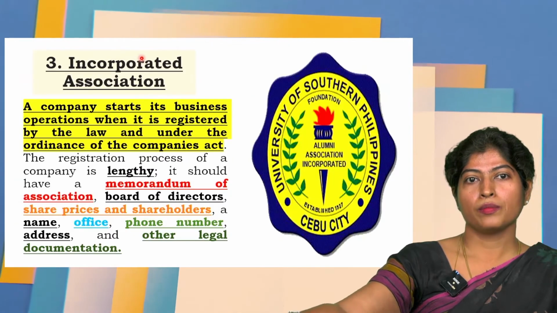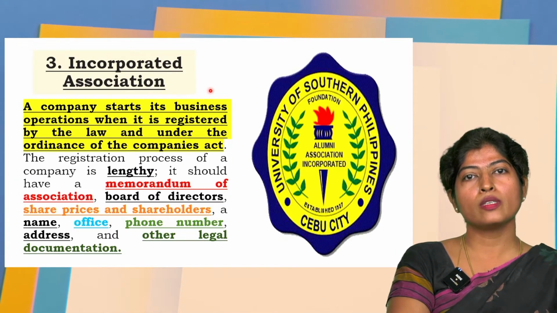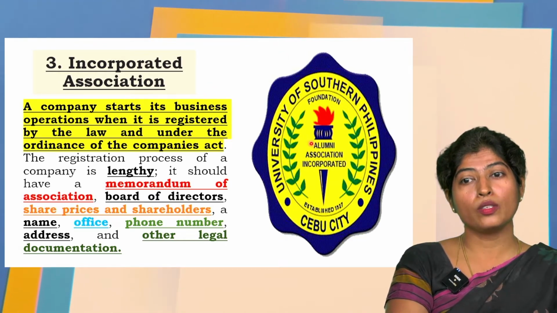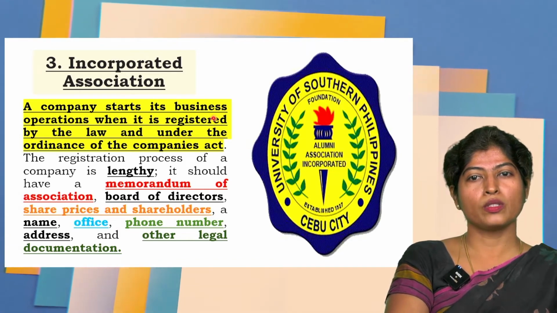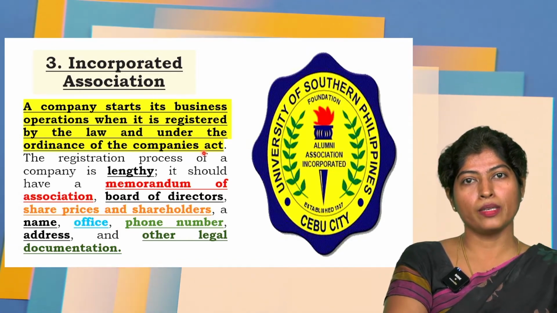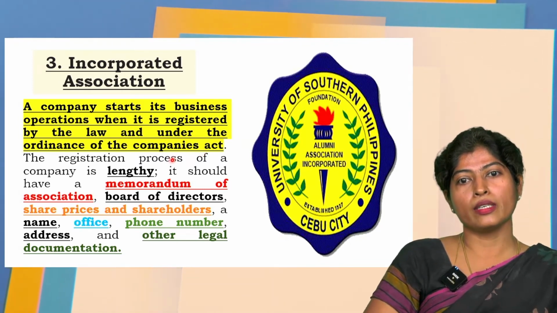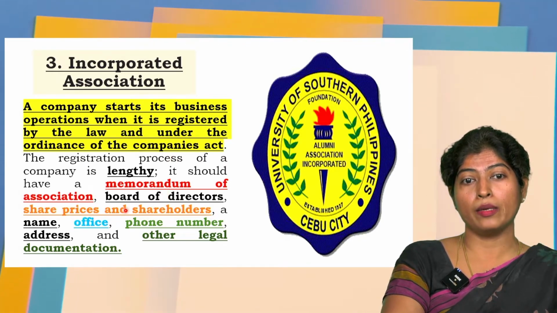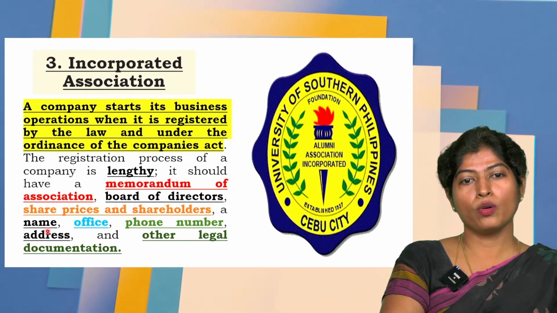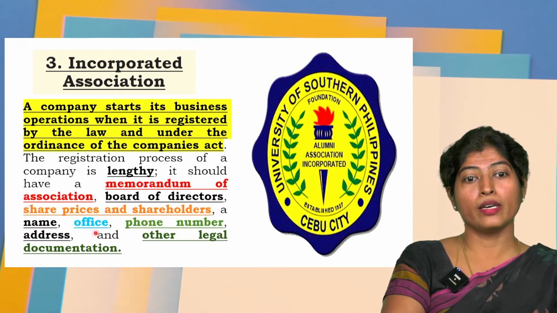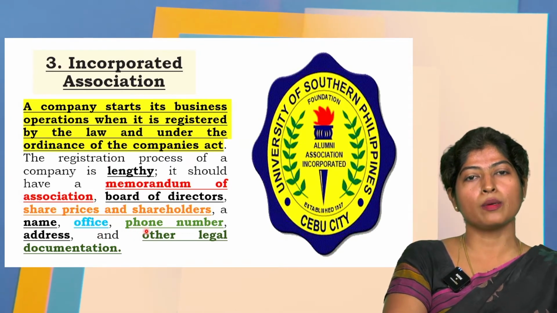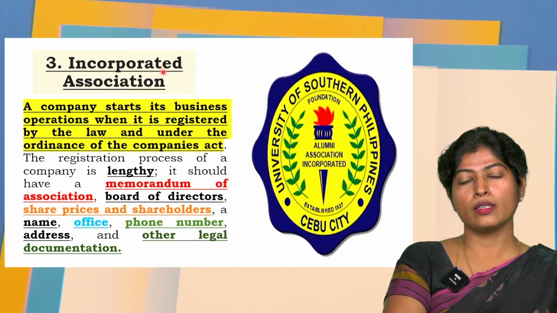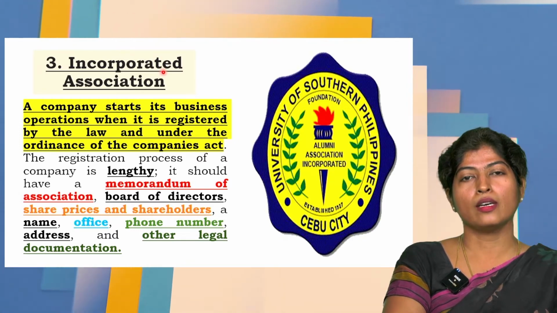Now, coming to the next one, incorporated association. No business can run without a proper registration, so it has to be incorporated. A company starts its business operation when it is registered by law under the Companies Act. The registration process is very lengthy. It must contain the memorandum of association, board of directors, share price, shareholders, the office name, the phone number, the address where it is going to be located, and other legal documents that have to be submitted for getting the company incorporated. So the third point, incorporated association, means it has to be incorporated under the company's law.